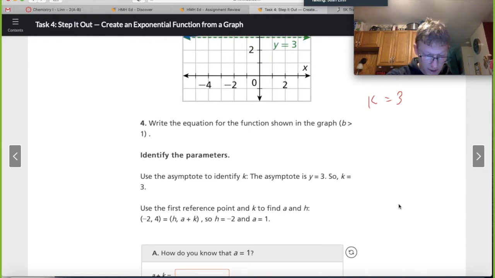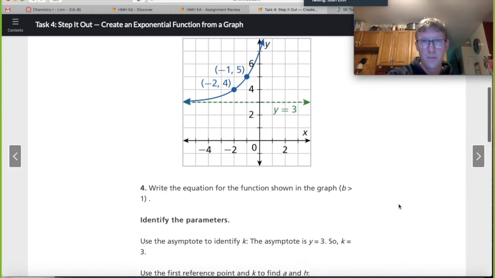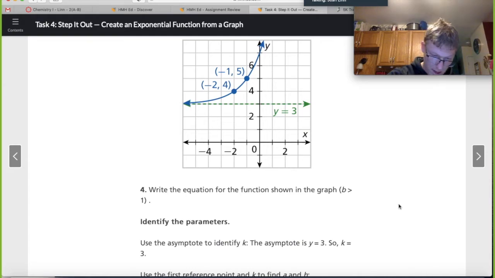So then we're going to use the first reference point and k to find a and h. So I was just looking at this part right there. So our first reference point is our -2, 4.